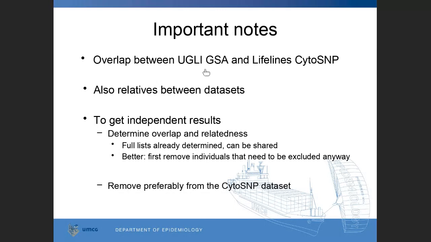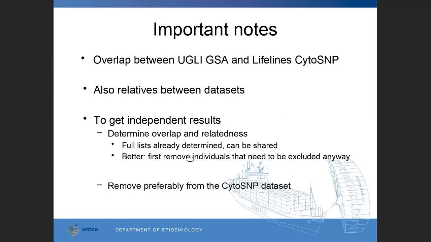But in addition, not only the overlap, also relatives between the data sets need to be removed, because, as I said, if you have twins, and you have, for instance, one twin in the GSA that was genotyped with the GSA SNP, and another of the twins was genotyped with the CytoSNP data, these are highly related to each other and will bias the results if you combine the data using meta-analysis. So also the relatives between the data sets should be removed, and again, preferably from the CytoSNP data.